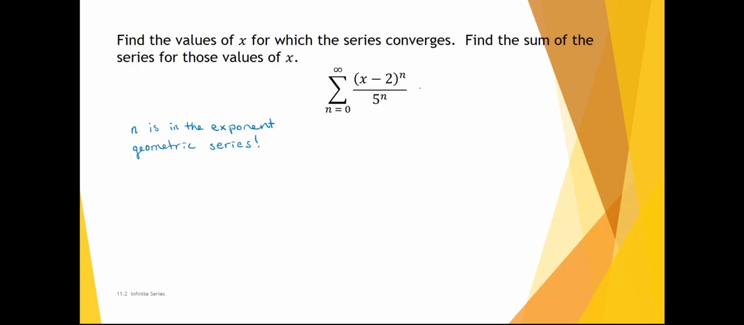So let's rewrite the terms in our series. We can rewrite this as the quantity x minus 2 divided by 5, all raised to the n power. And in terms of our geometric series, we always call r the expression that is raised to the n power. So r is x minus 2 divided by 5. And we always call a the first term. Because our series starts with the term n equals 0, our a is x minus 2 divided by 5 to the 0 power, which is just 1.